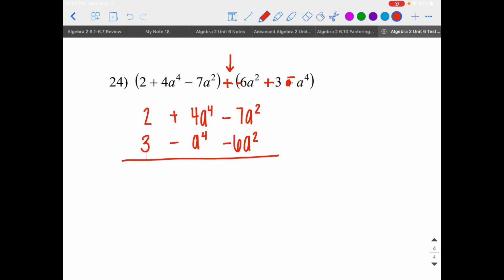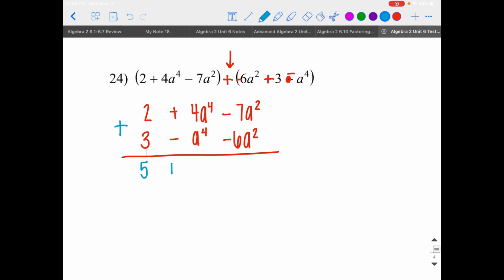This is way back in 6.1 when we did this. And then we just add straight down. 5 plus 3a to the 4th minus 13a squared. The only other thing that we need to do is put them in the correct order. We always write them with the biggest exponent coming first. 3a to the fourth minus 13a squared plus 5.